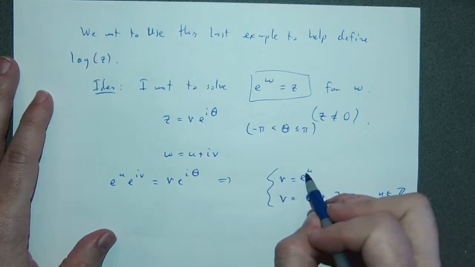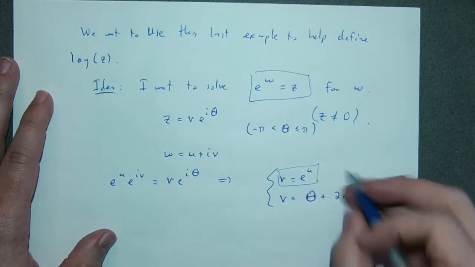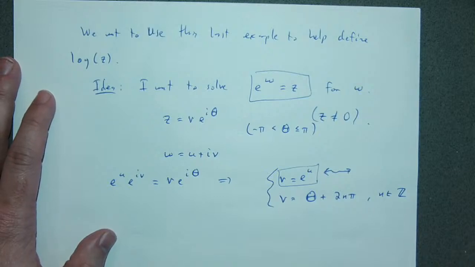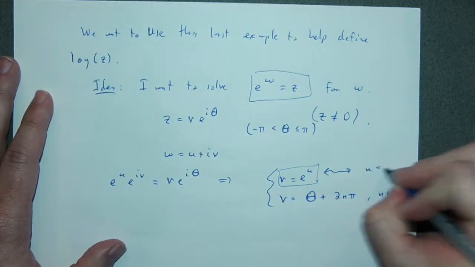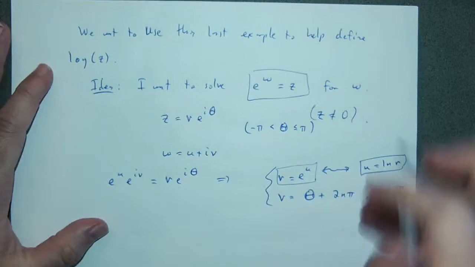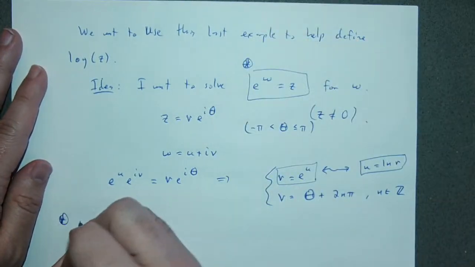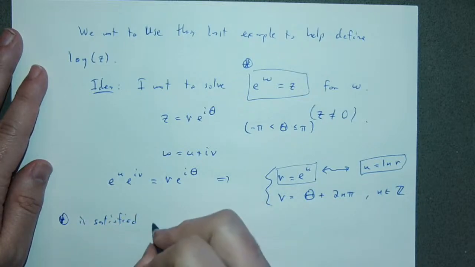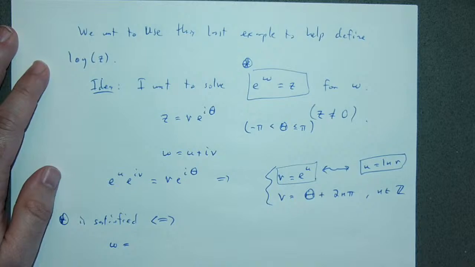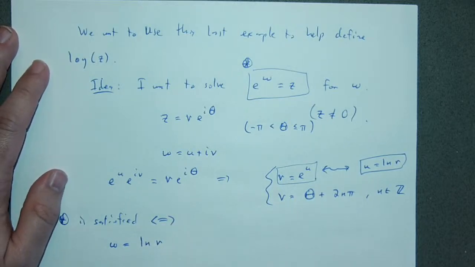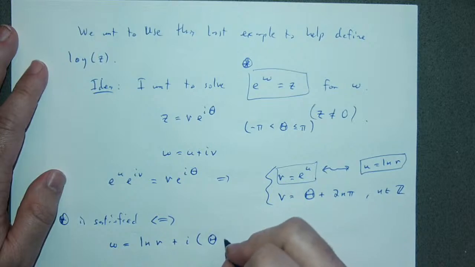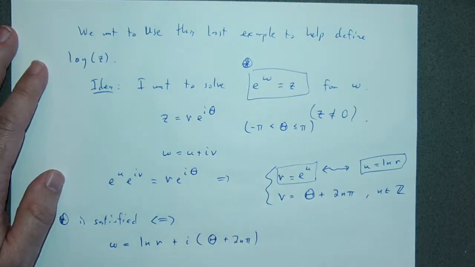Well, this r is a real number, u is a real number, and so this piece is equivalent to the usual defining property of the natural log, which is that natural log of r is equal to u. So u is equal to ln of r. These two things are equivalent here. And thus this equation that we call star is satisfied if and only if w is equal to, just like we saw in the previous specific example, the real valued natural log, ln of r, plus i times (capital theta plus 2n pi), where n is an integer.